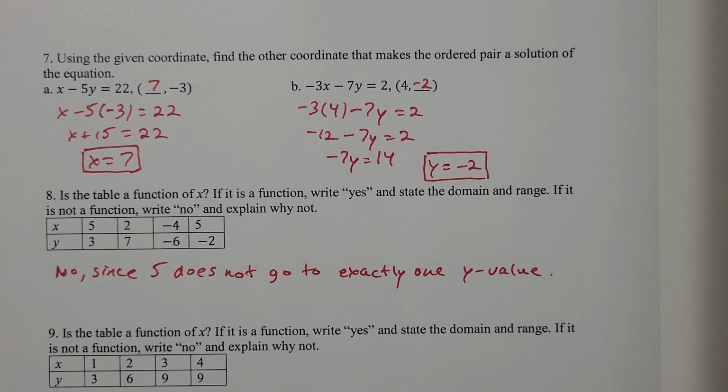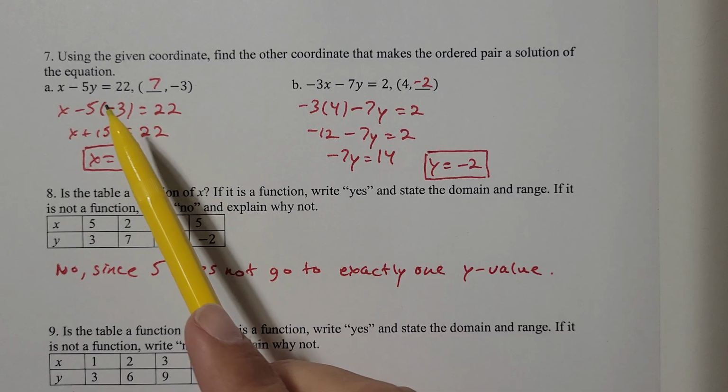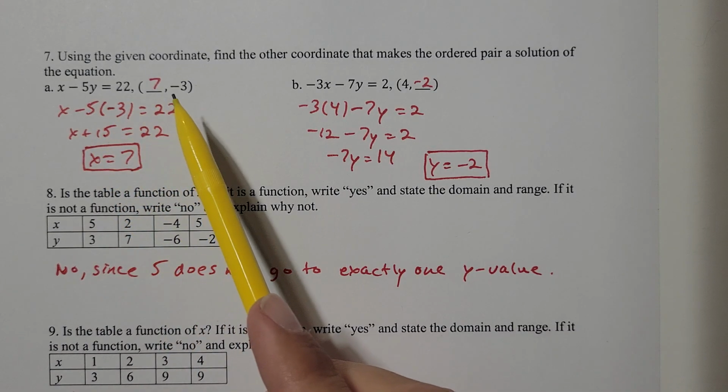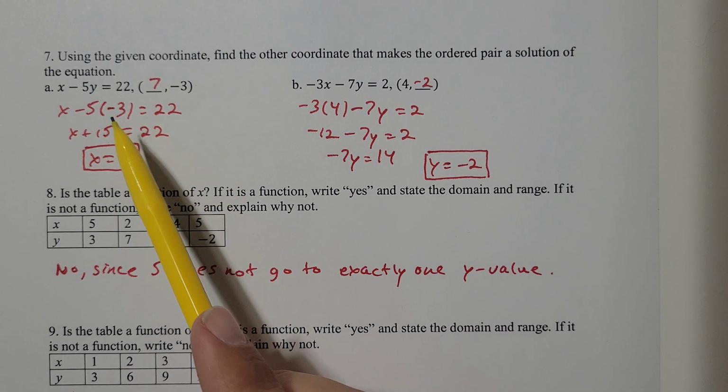All right, we'll get back at it here. So we're on problem 7. Problem 7 says, using the given coordinates, find the other coordinate that makes the ordered pair a solution of the equation. Okay, so part A, I have this equation. I know y is -3, so I need to find x.